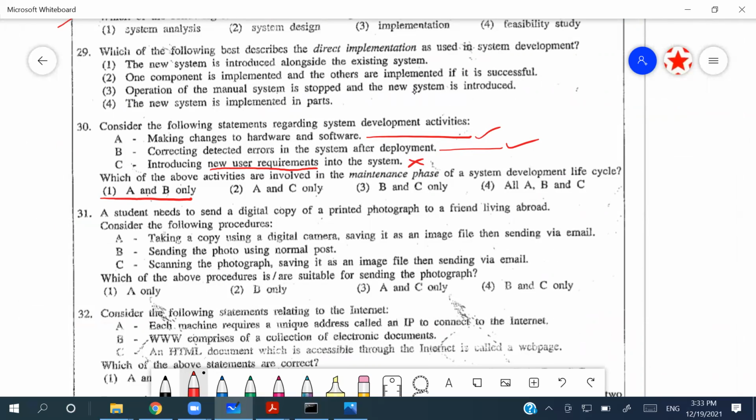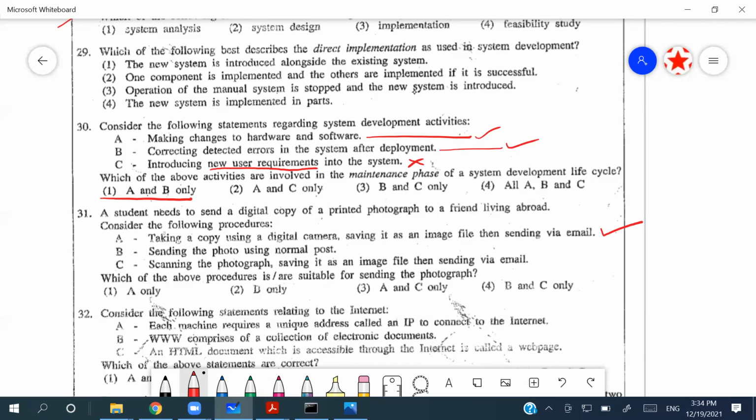Okay. Then the 31st: a student needs to send a digital copy of a printed photograph to a friend living abroad. Consider the following procedures: taking a copy using a digital camera, saving it as an image file, then sending via email. So what is the question? Which of the above procedures is suitable for sending the photograph? Yeah, the first one, it's a suitable way of doing that.